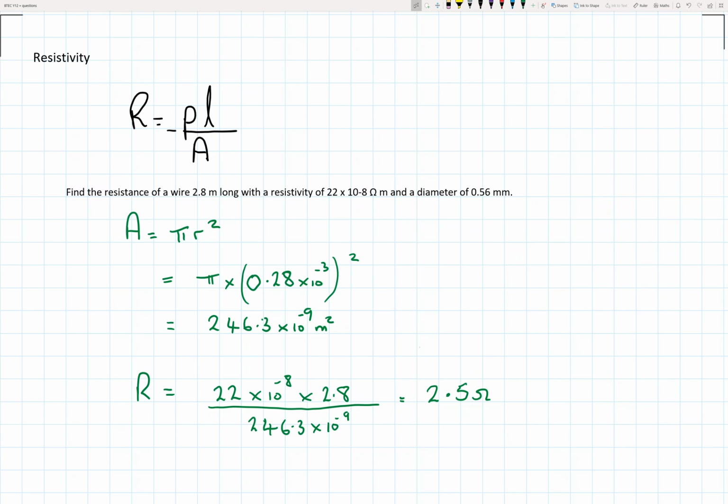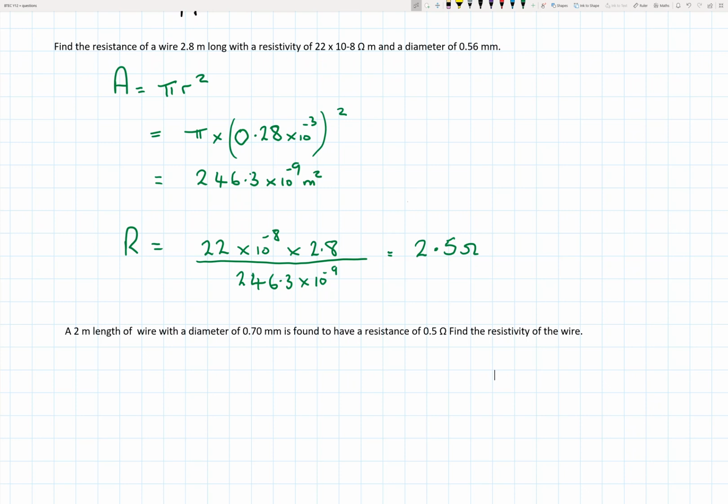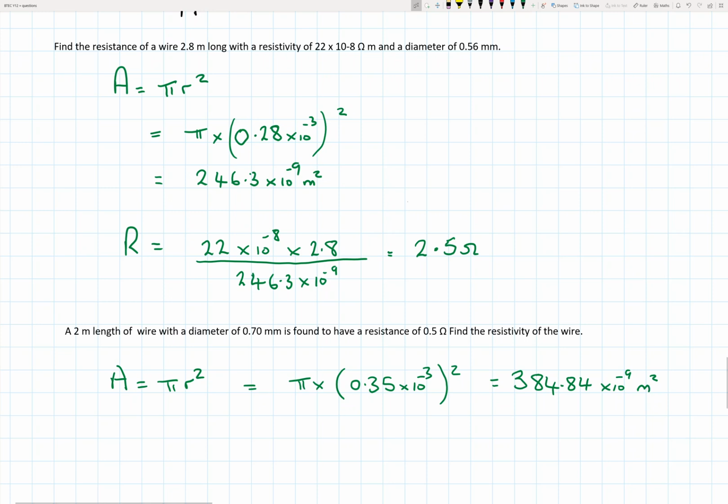Okay, so shall we just do another one where maybe we're finding out the resistivity of the cable. In this example we've got a 2 meter length of wire, the diameter again we're given, so one of the first things we're going to do is convert our diameter to radius so we can calculate the area. Okay, so there we have it, 384.84 times 10 to the minus 9 meters squared. It's just my preference. I like to convert my stuff into meters in the first place, so we've got 0.35 times 10 to the minus 3. If you want to do it afterwards, then that's up to you, but it's just my personal preference.